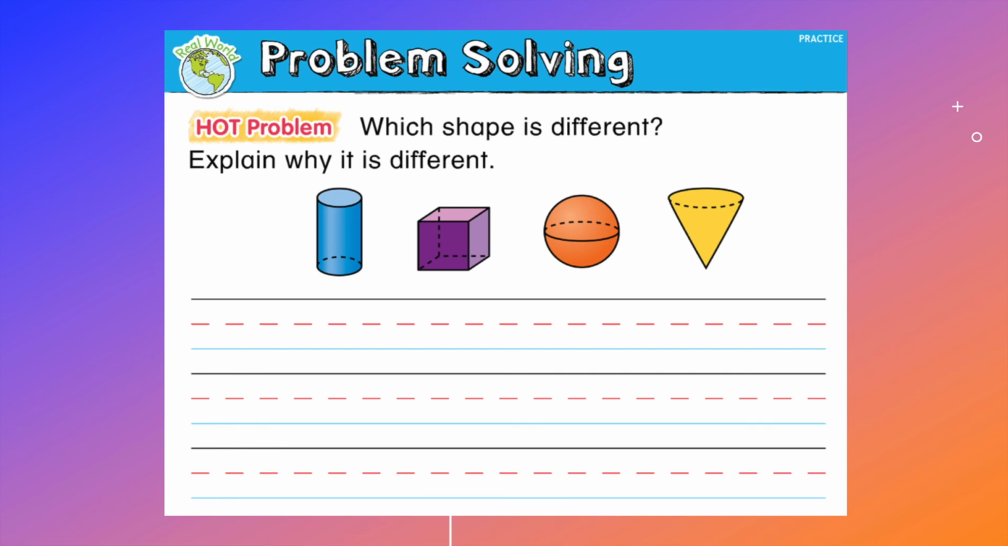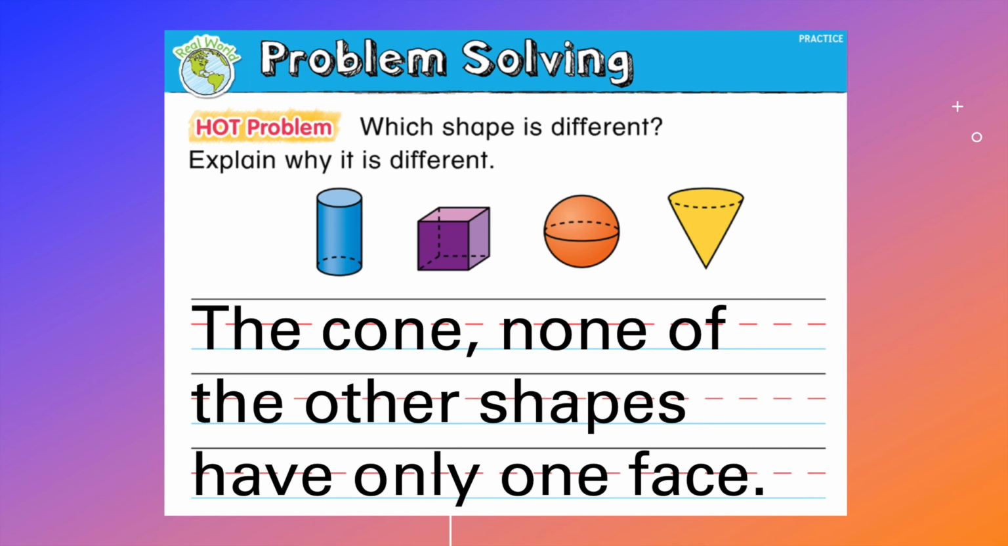Go ahead and look at the 4 shapes that are on the screen. Which shape is different? Explain why it is different. Remember, there are no wrong answers as long as you have a reason to support your thinking. Which shape is different? I wrote the cone because none of the other shapes have only one face.